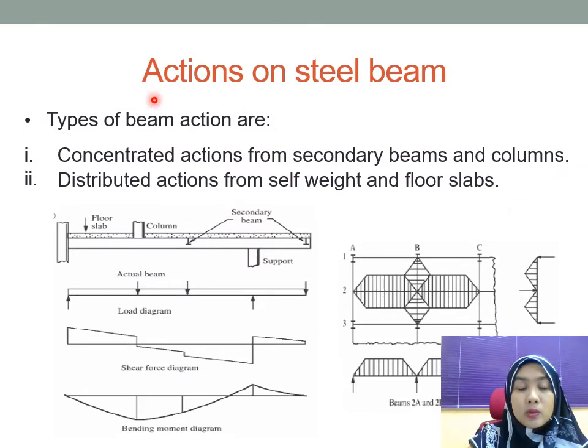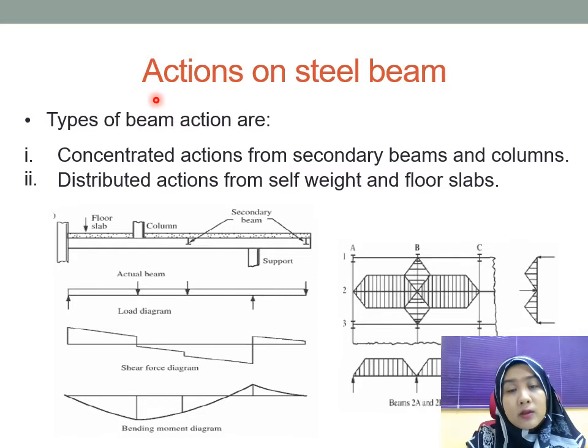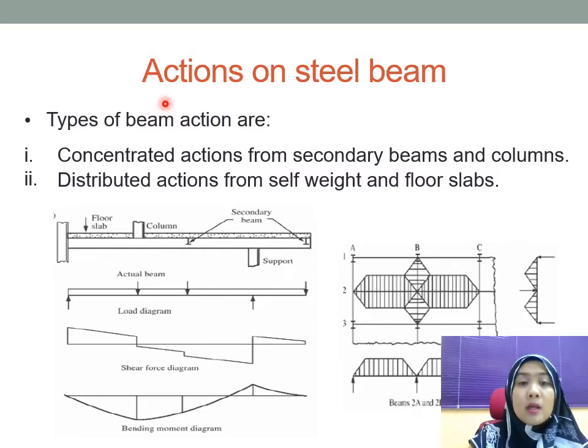Okay, so let's look into action on steel beam. There's not much difference between the loading on steel beam and the loading for concrete beam. So basically they are similar. The type of beam action, we have concentrated action from secondary beams and also some columns. And also we have distributed action that comes from the self weight and also floor slab.